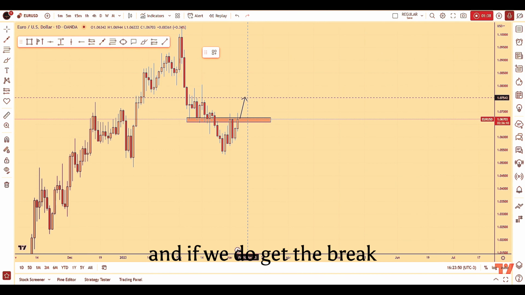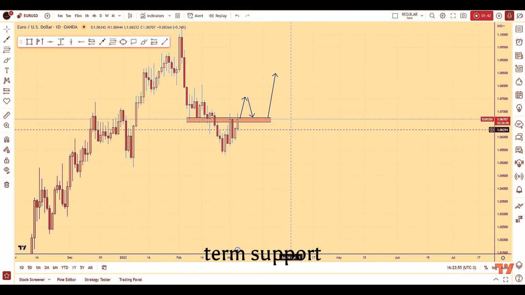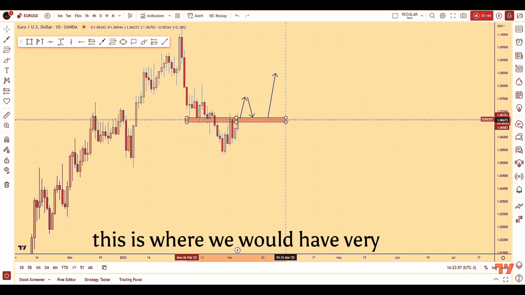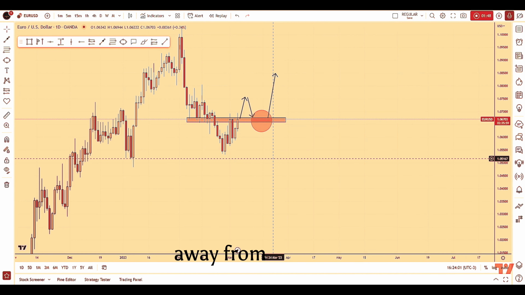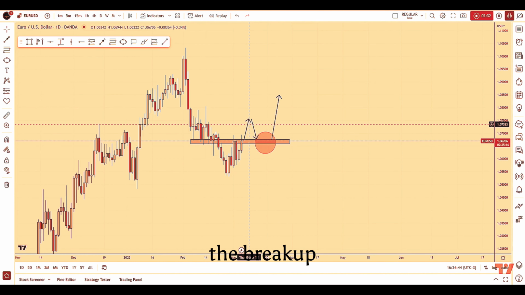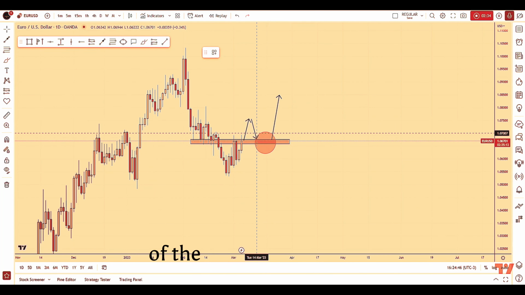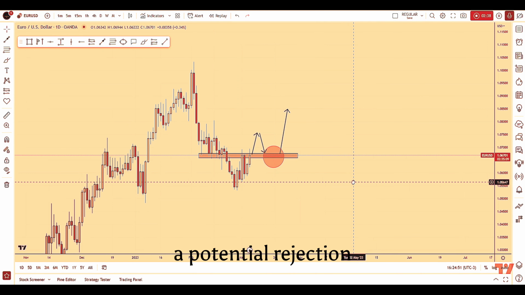And if we do get the break of this resistance on the retest of the previous resistance turn support, this is where we would have very good probabilities to see a potential rejection to the upside away from this zone, which is actually getting quite strong. So if we do get the break above this resistance on the retest of the previous resistance turn support, we could be approaching a potential rejection to the upside.